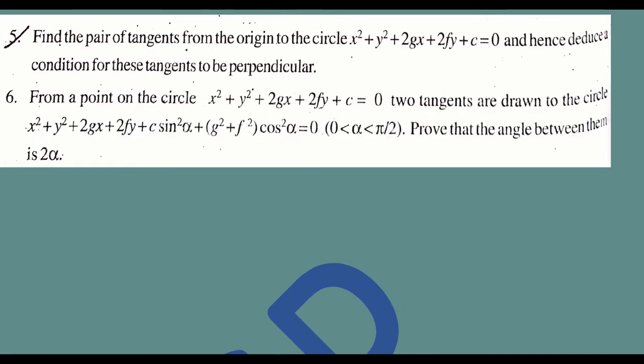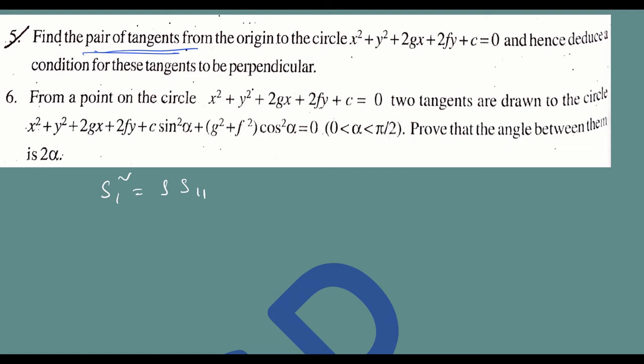Now look at this problem. In this problem, he did not ask us to find the separate equations of the tangents. He has asked for pair of tangents. So the equation we know that it is nothing but s1 square is equal to s into s11. So here the point is nothing but the origin, he said.